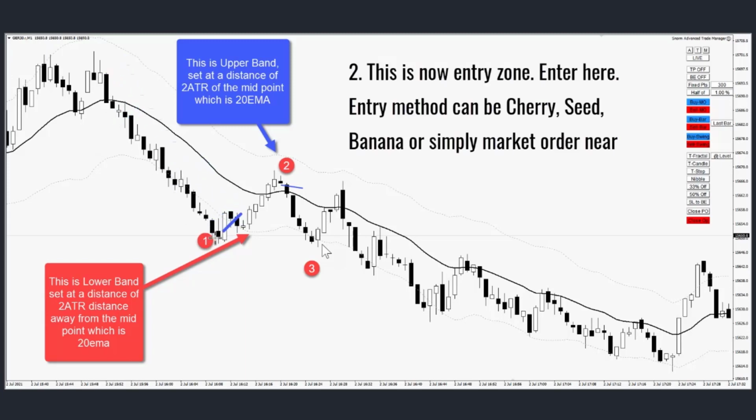The price goes out, or pokes, or just touches. In this case, it's actually gone out of it, and then it comes back to the center. That's where your entry zone is.